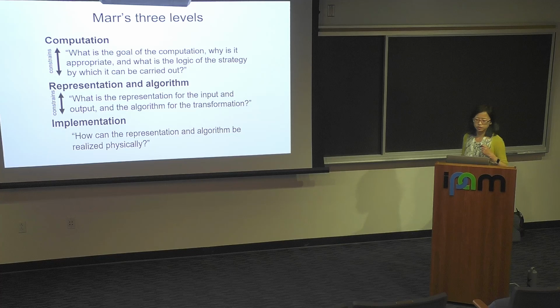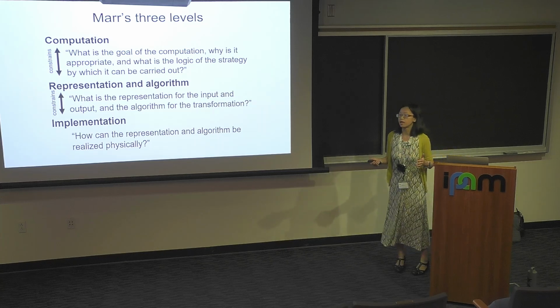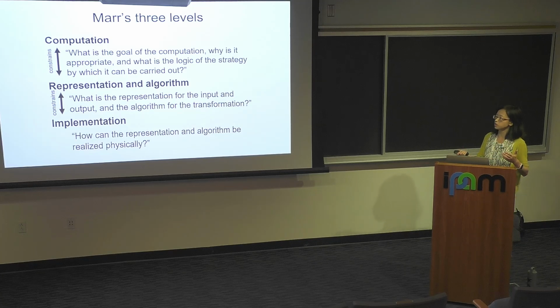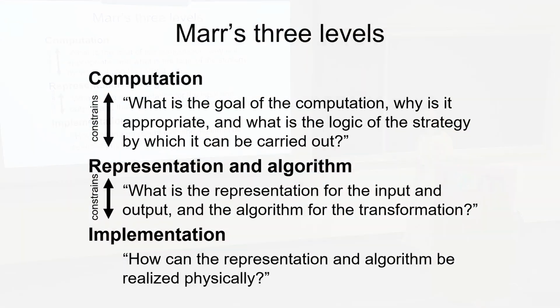So one thing I want to emphasize is that these 3 levels are not independent from each other. They actually constrain each other. Depending upon what representations you are using, that could lead to what kind of computational problem could be easy to solve, and what kind of computational problem will be hard to solve. But the implementation also can constrain what the representation and algorithm could be. Some representations could be very suitable for the biological system, but may be very different from the artificial intelligence system.